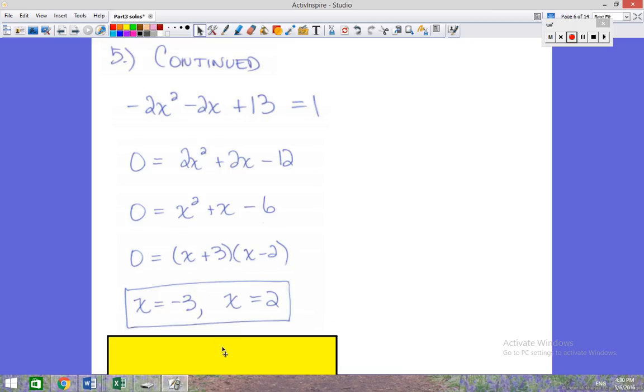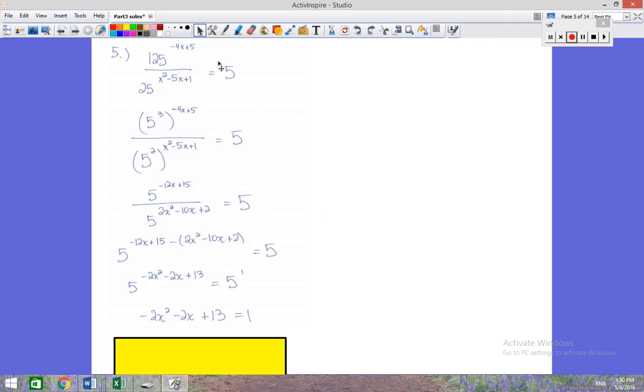So we get these two possible answers. Now let's go back and look. Okay, it was an exponential equation. An exponential equation has a domain of all real numbers. So I'm never going to have an extraneous solution for an exponential.